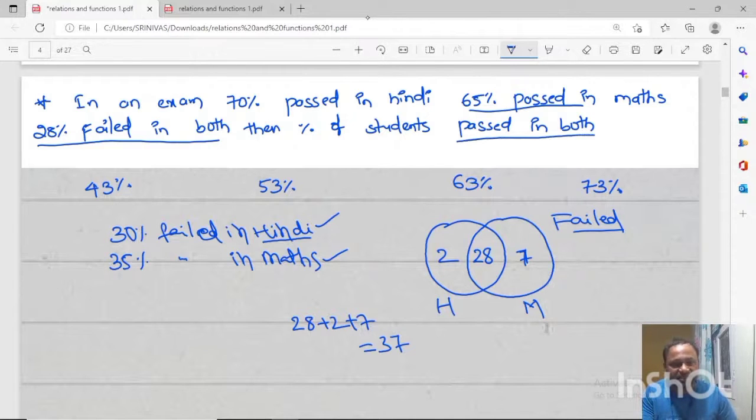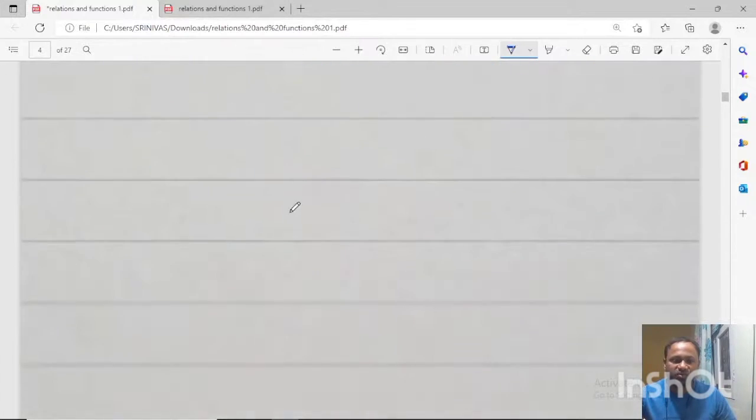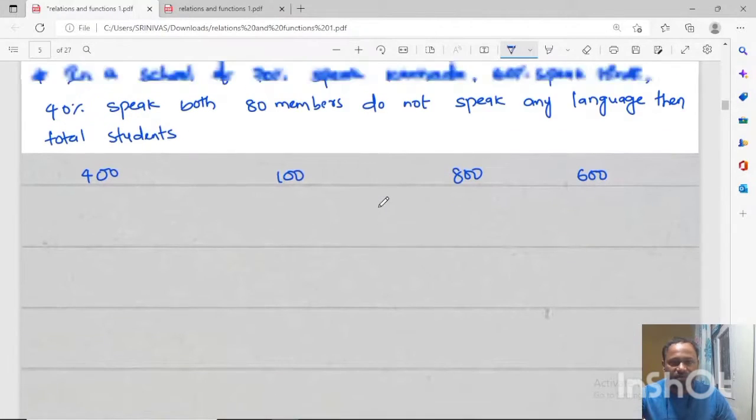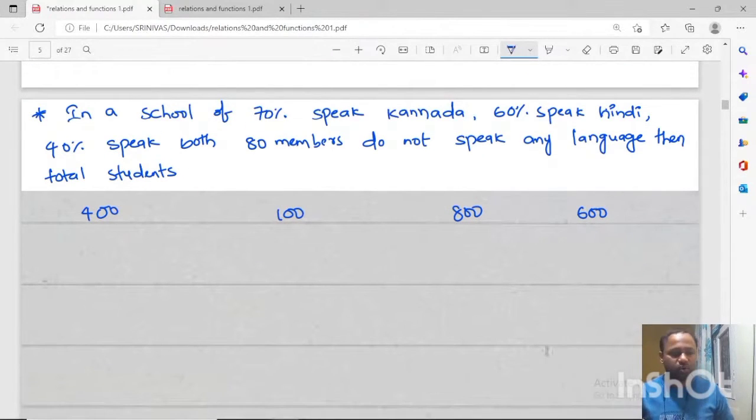So I need passed students. Passed students means 100% of the students minus 37 of the students. Answer will be 63. So 63 is the correct answer. Okay. So this is about the problem. With this one more problem, I will go to another topic. So this is the end of the sets.